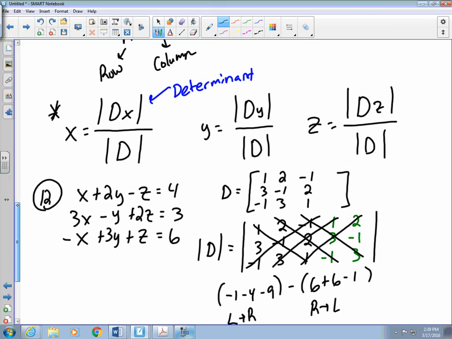So if we go back up to Cramer's rule, that's going to be the bottom number in all of these. So what are matrix Dx, matrix Dy, and matrix Dz?